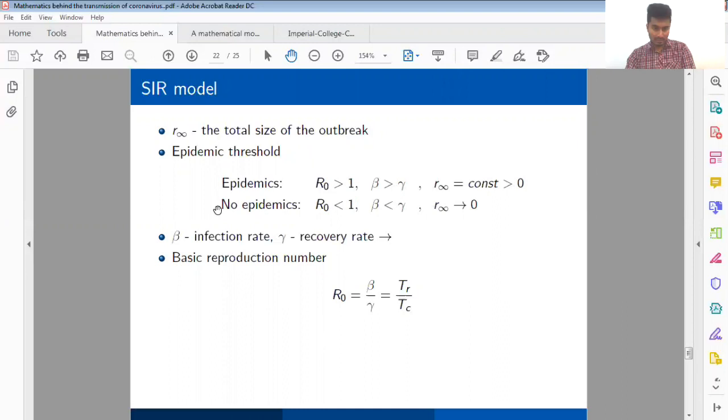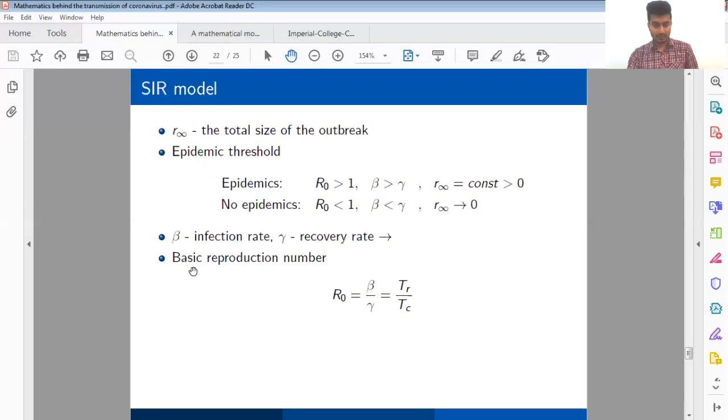Now, no pandemic or epidemic will happen when each person coming in contact with less than one person on average, and the gamma recovery rate is higher than the beta, which is the infection rate. If that happens, the size of the outbreak will eventually tend to go to zero, which means the pandemic or epidemic will stop eventually if we can create a situation like that.